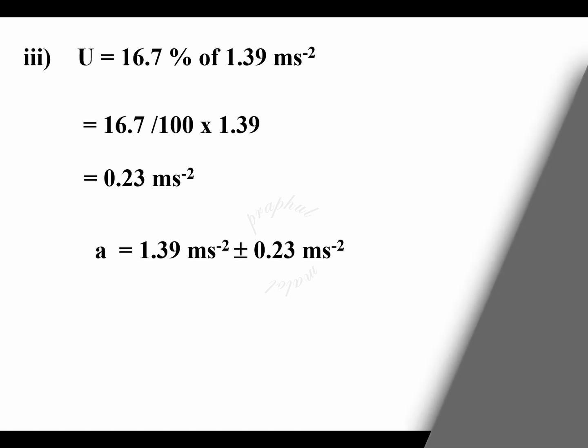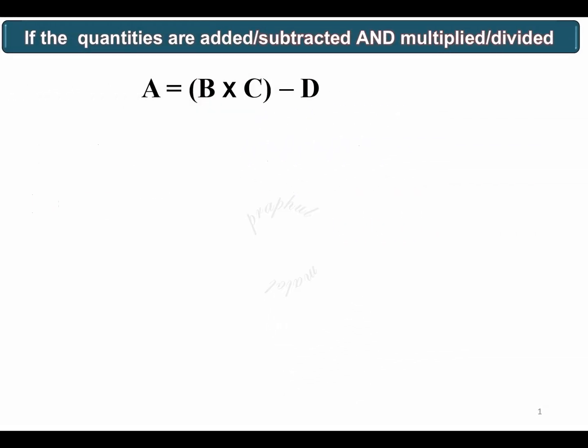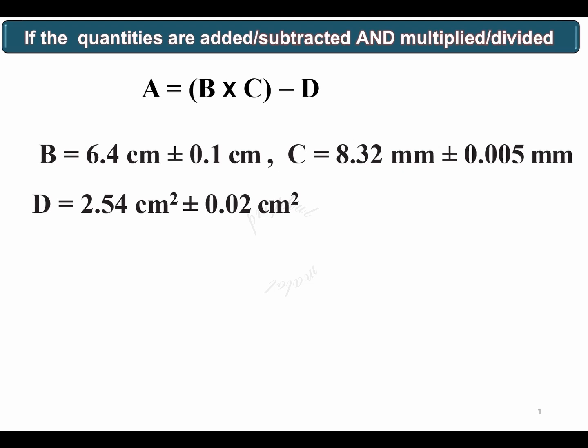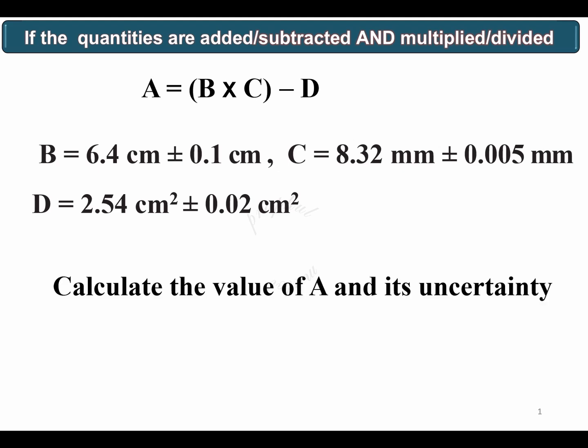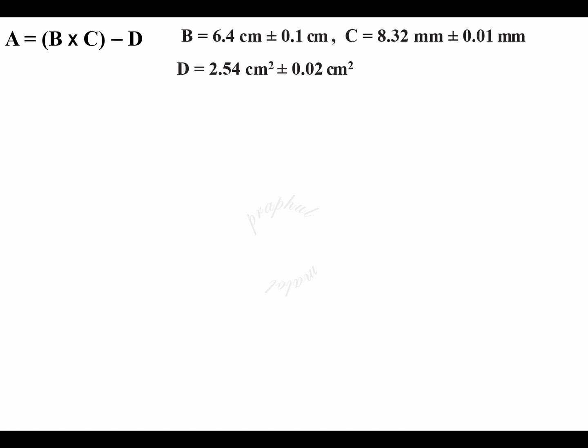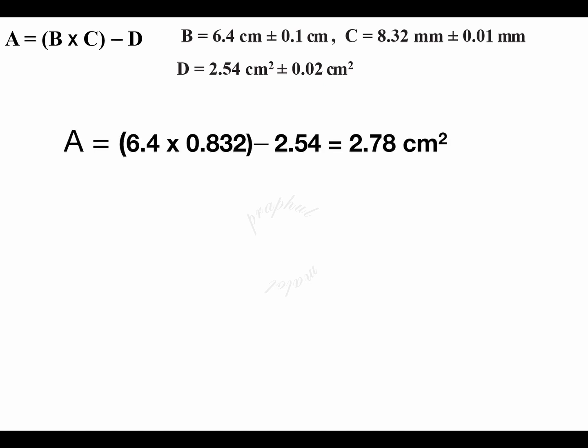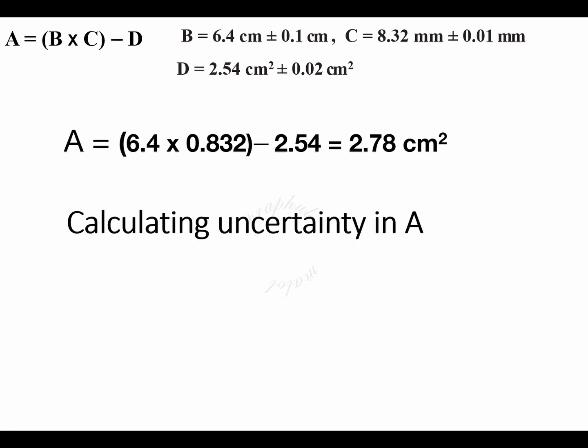Now we will see a special case of adding errors. What if there is an addition as well as multiplication of quantities in an equation? Let's take this example. All the values are given. At first, I am finding the original value of A without any uncertainties. Now we are going to calculate the uncertainty in A.